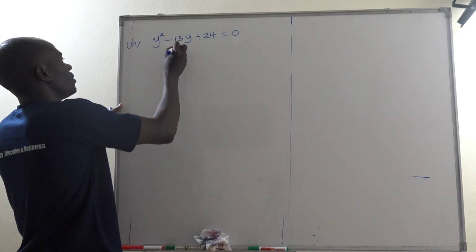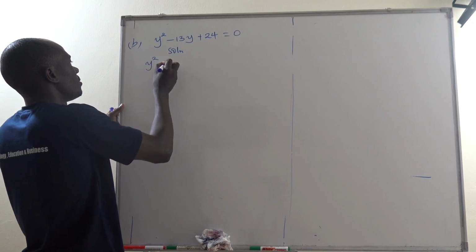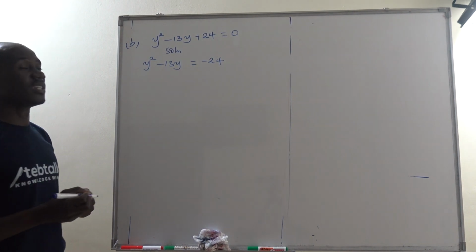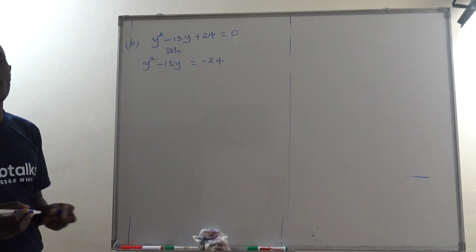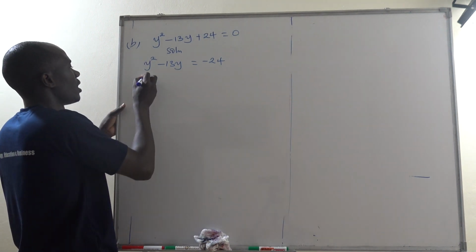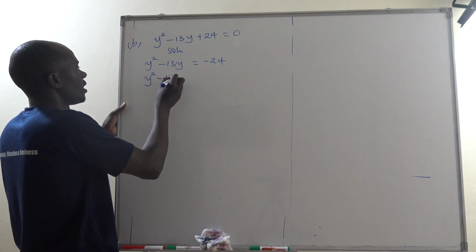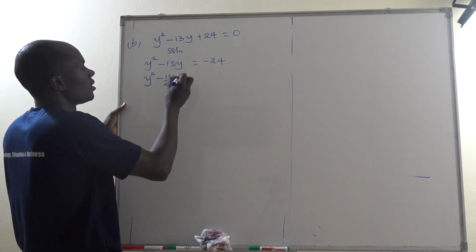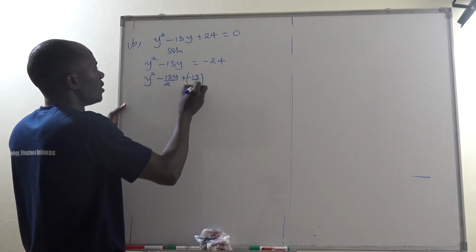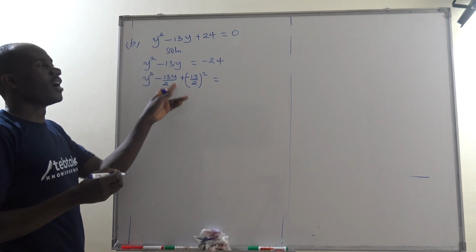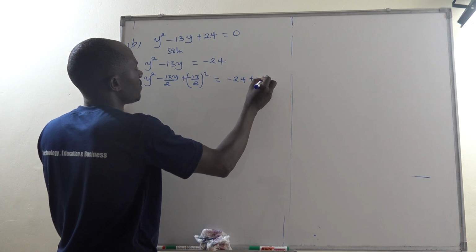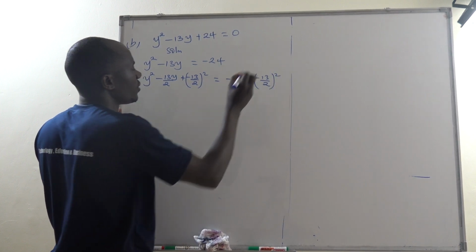So we are going to have y squared minus 13y equals negative 24. Getting that because that is a positive. Then here we use our application of dividing by 2. We are going to have y squared minus 13y, then we add plus negative 13 out of 2, the whole of it squared. What you do here, you also do on the other side: negative 24 plus negative 13 out of 2, the whole of it squared.